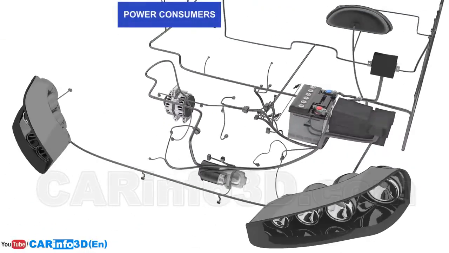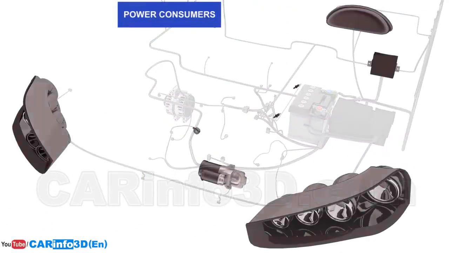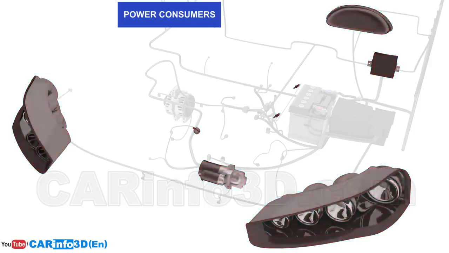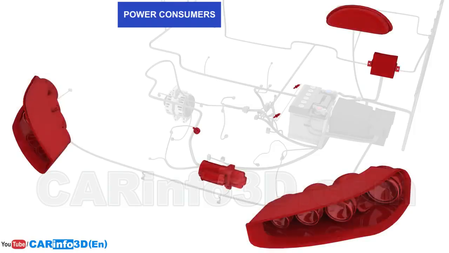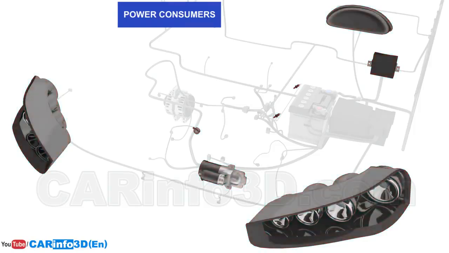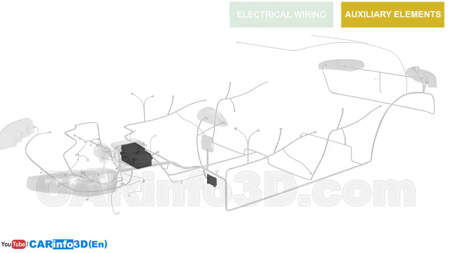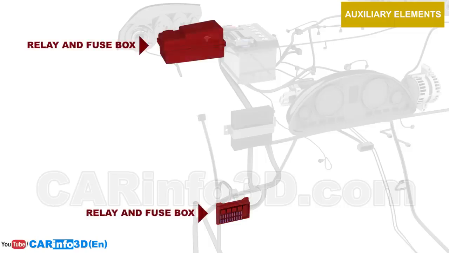Power consumers include various appliances that require electricity to operate, such as headlights, the starter motor, the engine control unit, and others. Electrical wiring connects various components of the electrical system. Auxiliary elements include relay and fuse boxes, as well as various buttons and switches.